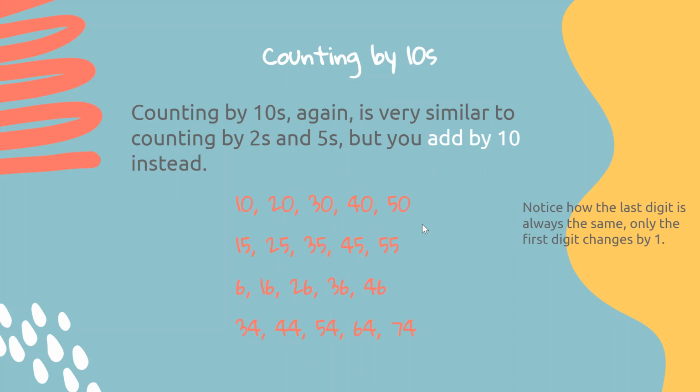Alright, counting by tens is again very similar to counting by twos and fives, but this time you add 10 instead. We start with something really simple. We have 10. When you add 10, what do you get? You get 20. You add 10 to that, you get 30. You add 10, you get 40. You add another 10, you get 50.